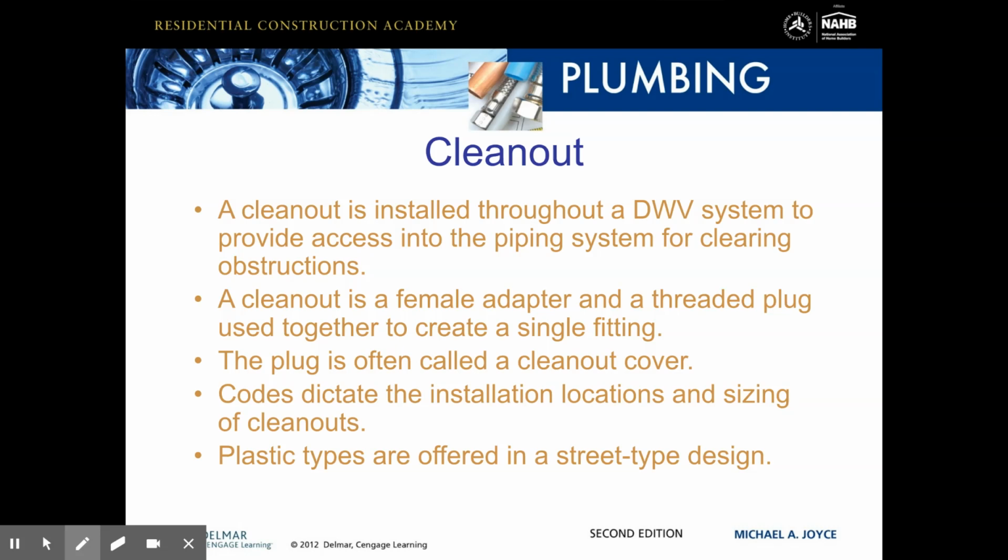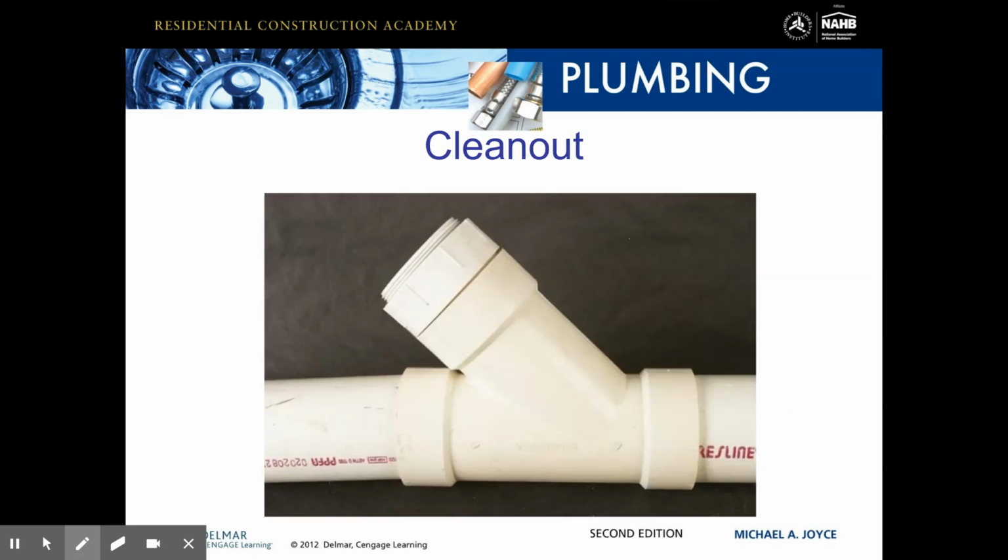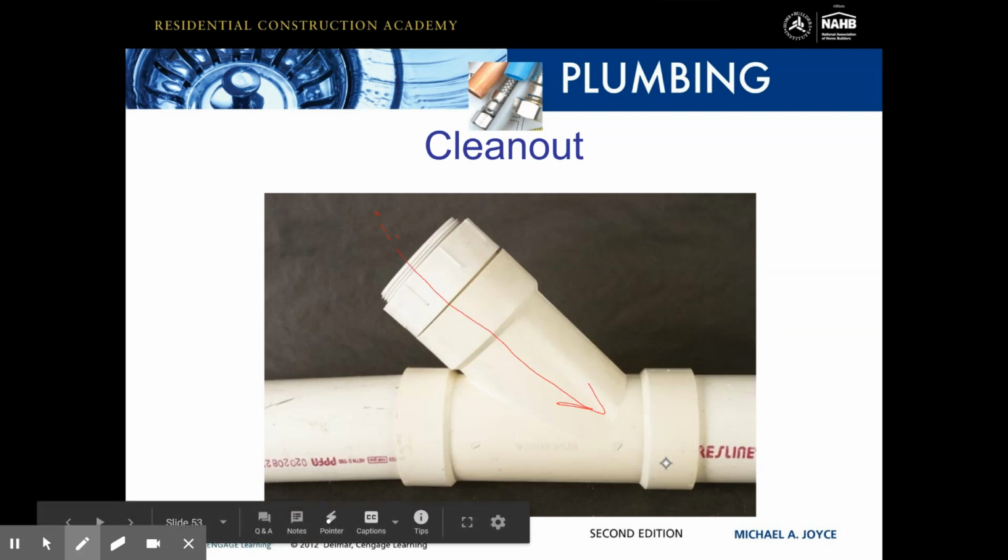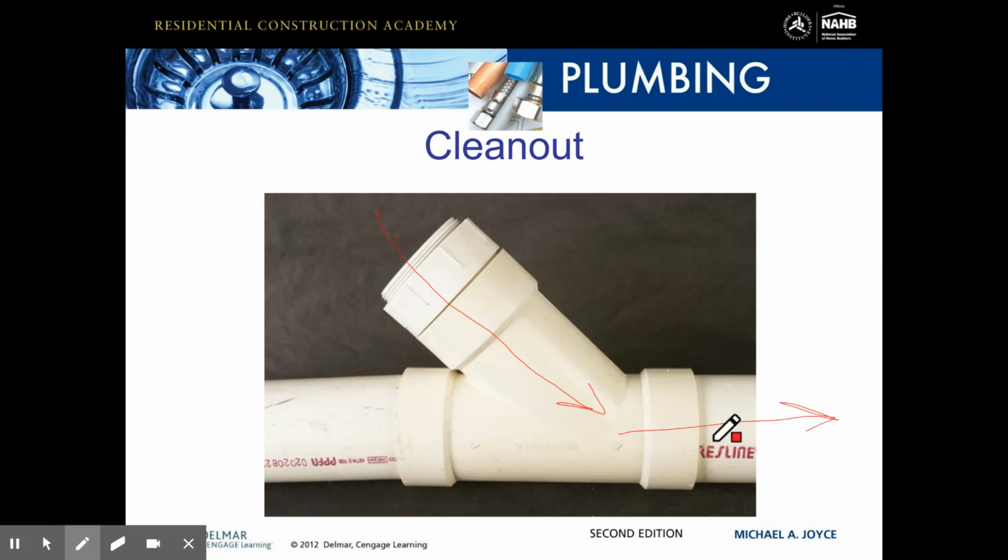A clean-out is installed throughout a drain waste vent system to provide access into the piping system for clearing obstructions. A clean-out is a female adapter and a threaded plug used together to create a single fitting. The plug is often called a clean-out cover. Codes dictate the installation locations and sizing of clean-outs. Plastic pipes are offered in a street-type design. So here we can see the clean-out, and again, this will allow us access to come in and clear any obstructions that would be from here down.